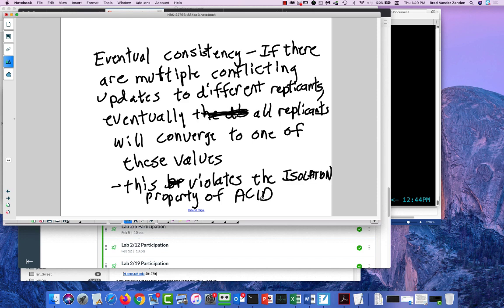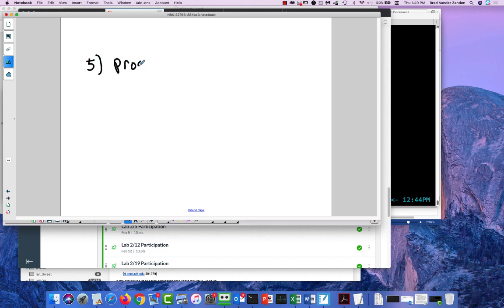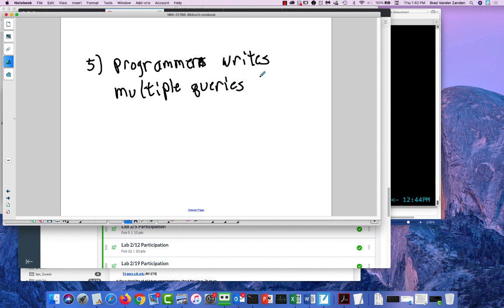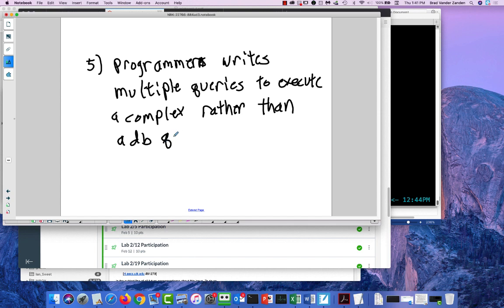In NoSQL, the final thing that improves performance, I guess I should have said this was number 4, is that the programmer often writes multiple queries to execute a complex query, rather than a database query optimizer doing it. So the programmer thinks offline.